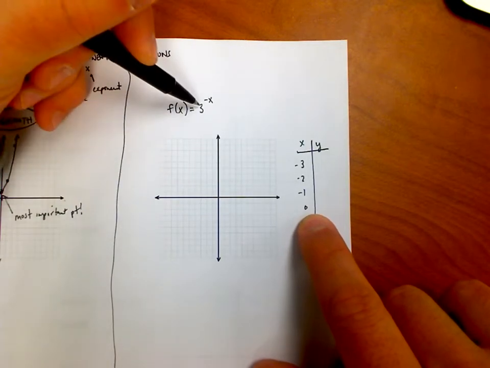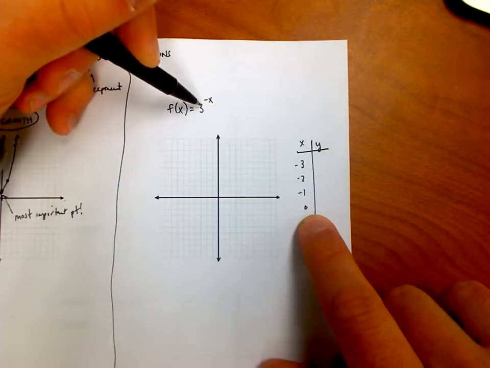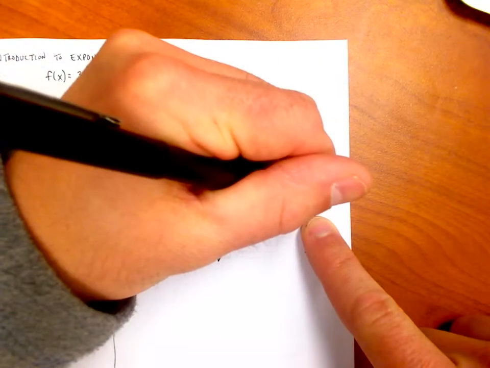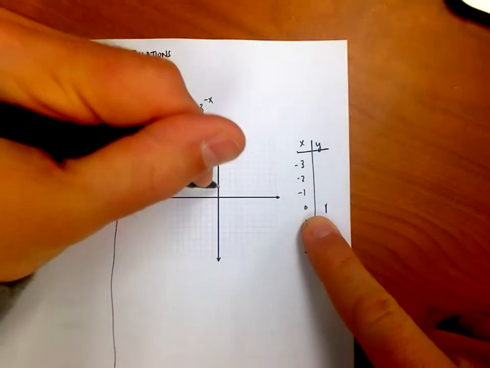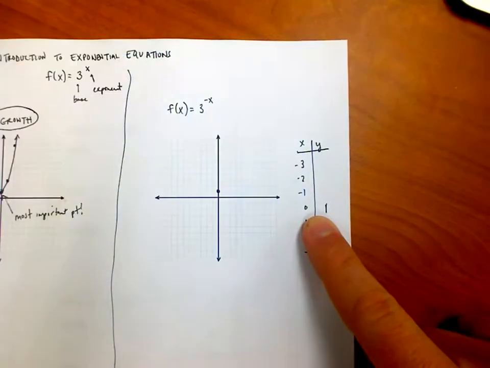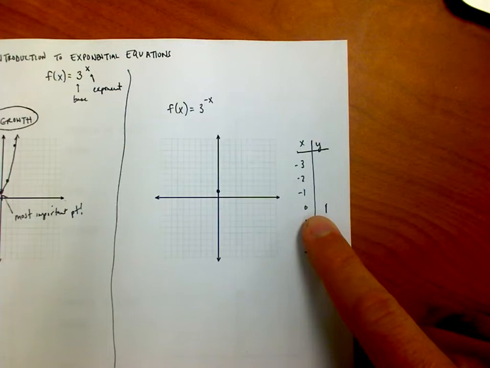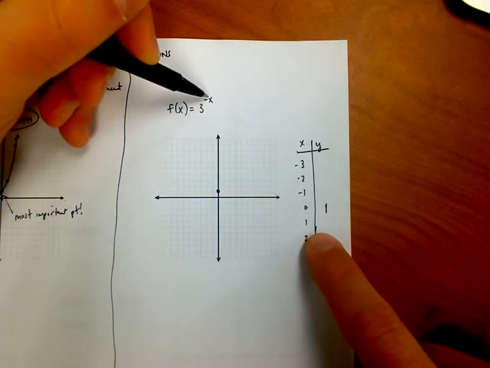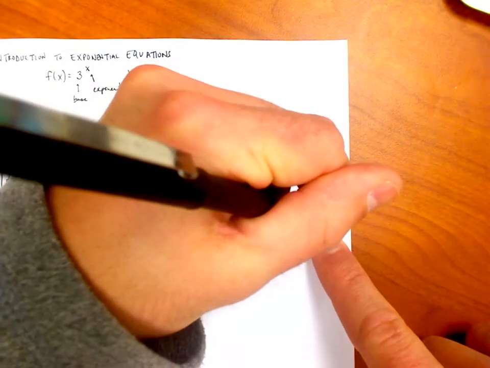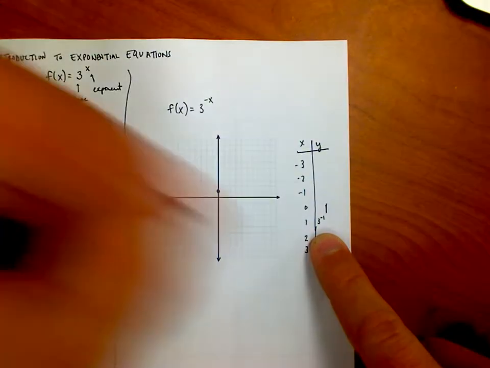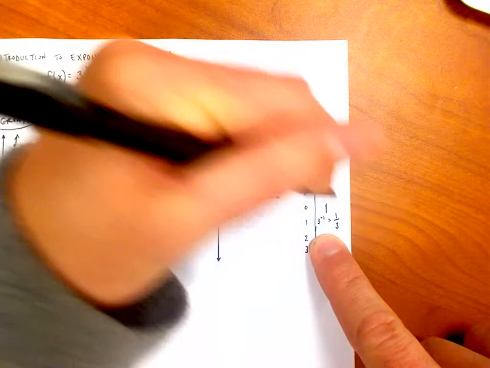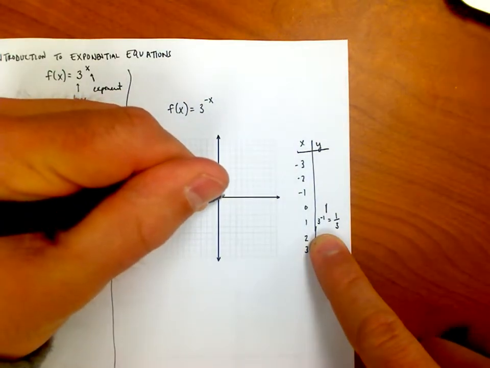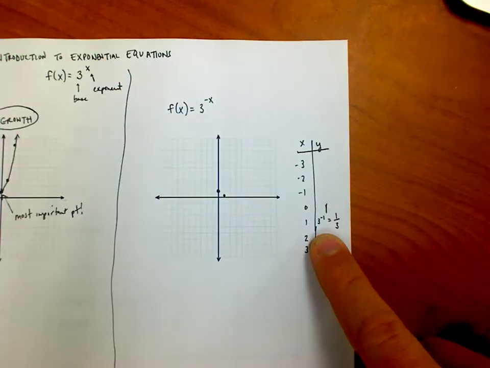If I put 0 in, that's 3 to the negative 0 power, and we know that's 3 to the 0 power, and anything raised to the 0 power, if you watched the previous video, is 1. So my most important point is still at 0, 1. What happens if I put a 1 in, though? Now I get 3 to the negative 1 power, which, if you watched the previous video, you know is actually 1/3. So I'm dividing by 3 in this case. In other words, I'm going to get 1/3 out, and it's going to be a point that looks like this.